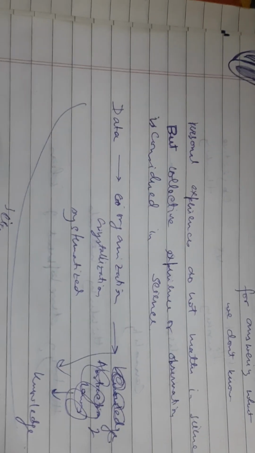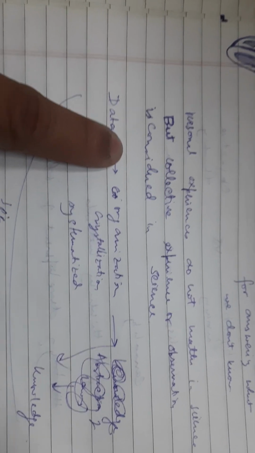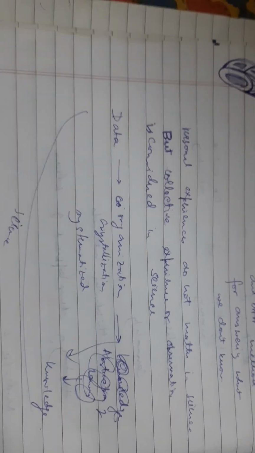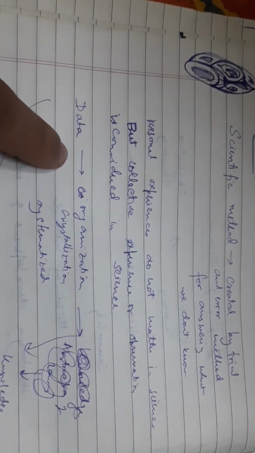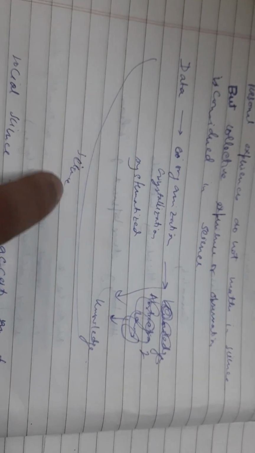So data is kind of observation. To explain data, it is something that is obtained about something, some information about something. When it is organized, crystallized and systematized, then it is called knowledge. And science actually helps in doing this.